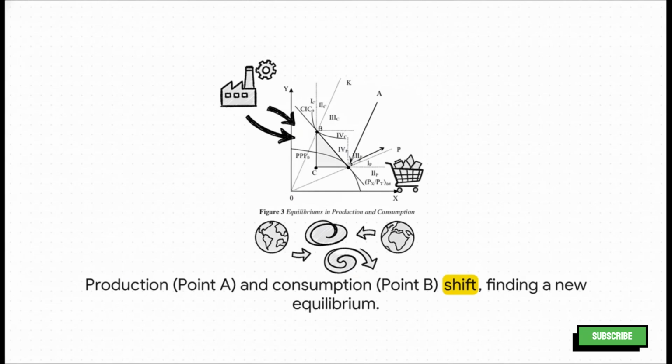This chart here really shows that dynamic change in action. As a country's technology improves, or maybe its consumer tastes change, its production point might shift from where A is, and its consumption point might shift from where B is. The entire balance of what it makes, what it buys, and what it trades just finds a whole new equilibrium.